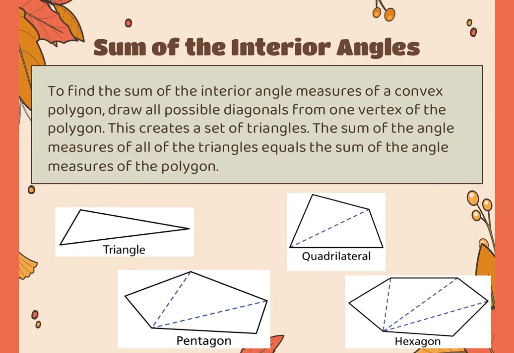Okay, the sum of the interior angles. So obviously interior means inside. To find the sum of the interior angles of a convex polygon, which means it's not caved in, you can draw all the diagonals from one vertex of the polygon, and it creates a set of triangles. And so the sum of the angles of all those triangles, which would be 180 each, is going to be the sum of the angle measures of the polygon.